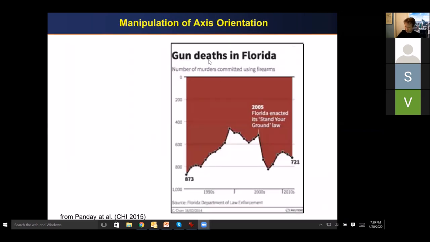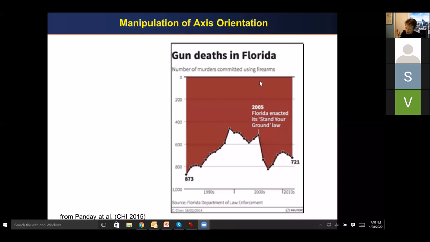Then here, this is the other one that we showed before, the gun deaths in Florida. Number of murders committed using firearms, 2005. This is the year on the x-axis, and this is the number of murders. Here they want to show that in 2005 Florida enacted the Stand Your Ground law. When you look at it, all you see is the gun deaths in Florida going down.